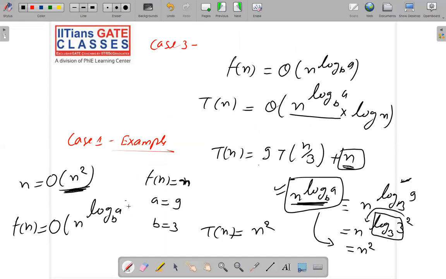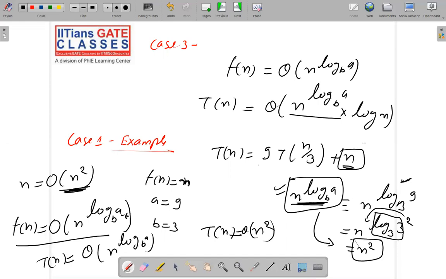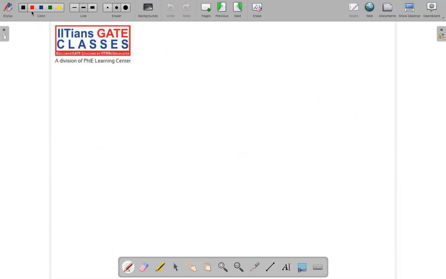Log base b of a minus epsilon, where epsilon is some small constant value. If this is the case, then T(n) is equal to theta of n^(log base b of a). Here n^(log base b of a) is n squared and f(n) is n, so in that case the answer is T(n) equal to theta of n squared. So this is the first case. Let's move to the second case.